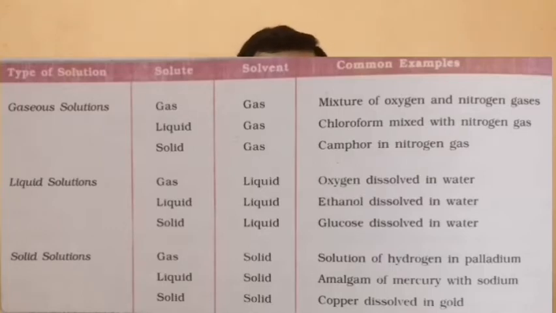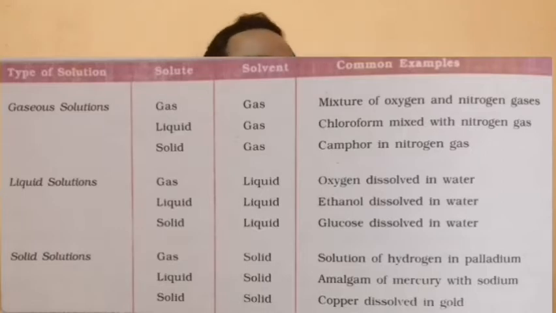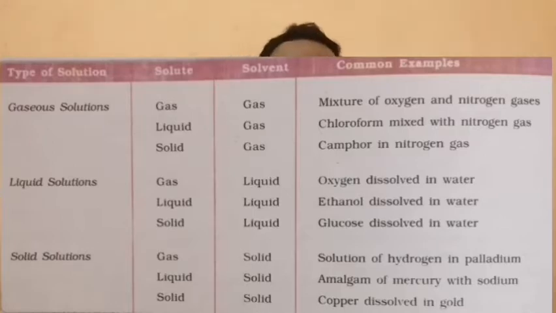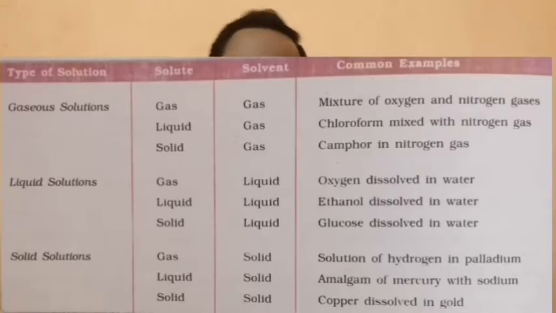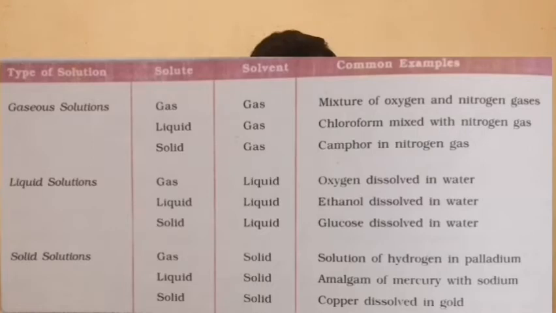Then come to the second part where the solvent is liquid. Gas in liquid, liquid in liquid, and solid in liquid. Gas in liquid, the common example, oxygen dissolved in water, which supports aquatic life. Carbon dioxide present in cold drink bottles. Liquid in liquid, solution of ethanol and water. Solid in liquid, solution of sugar in water, salt in water.